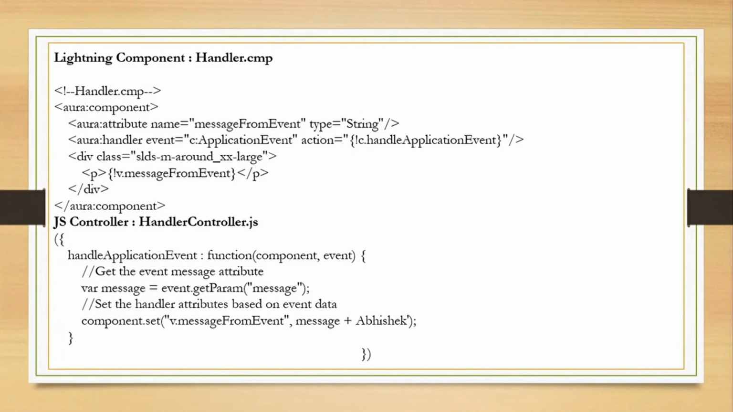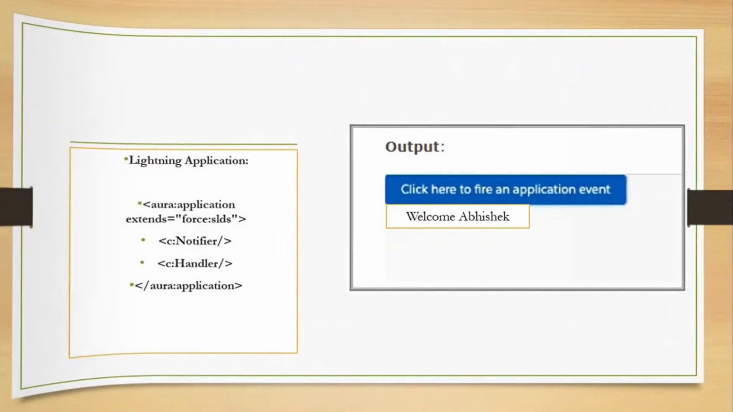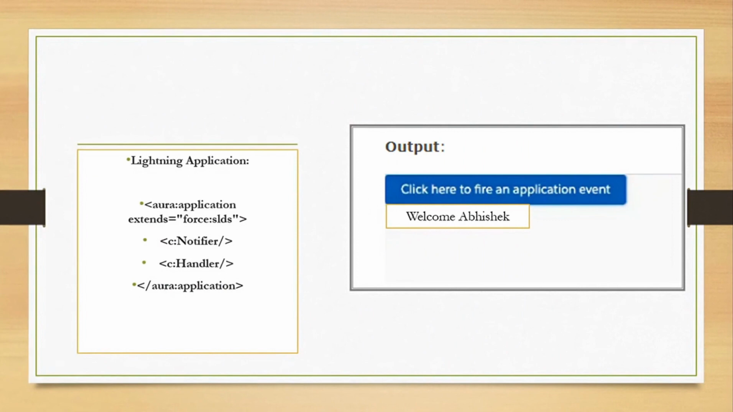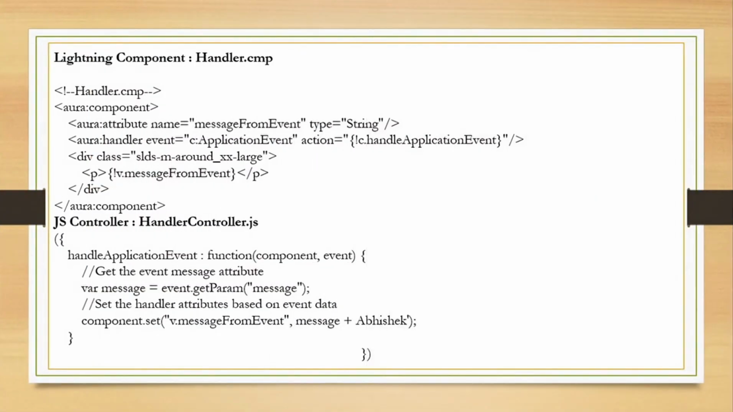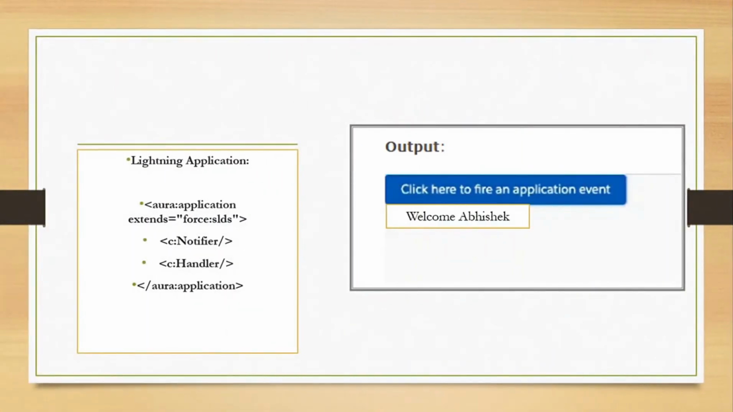Lightning component handler.cmp, that is the handler.cmp Aura component. Here is the Aura component JS controller, handleComponent.js, that is the lightning application, that is the action folder, notification. Here we can use it in the application: the lightning component handle CMP in your lightning applications.